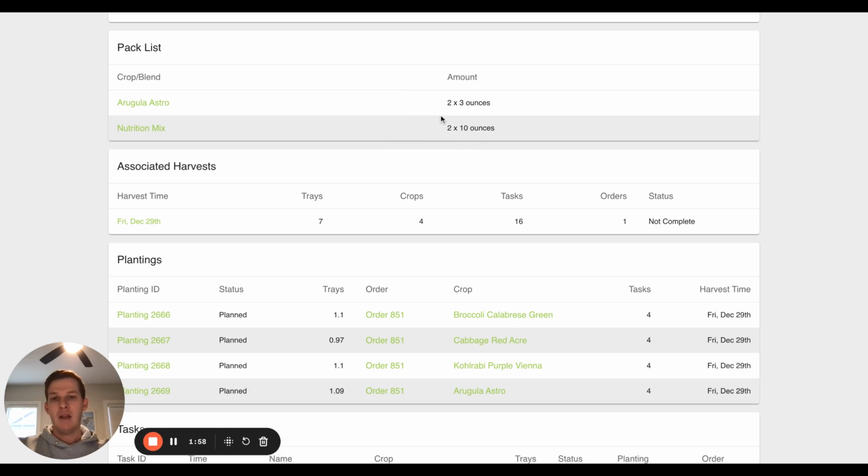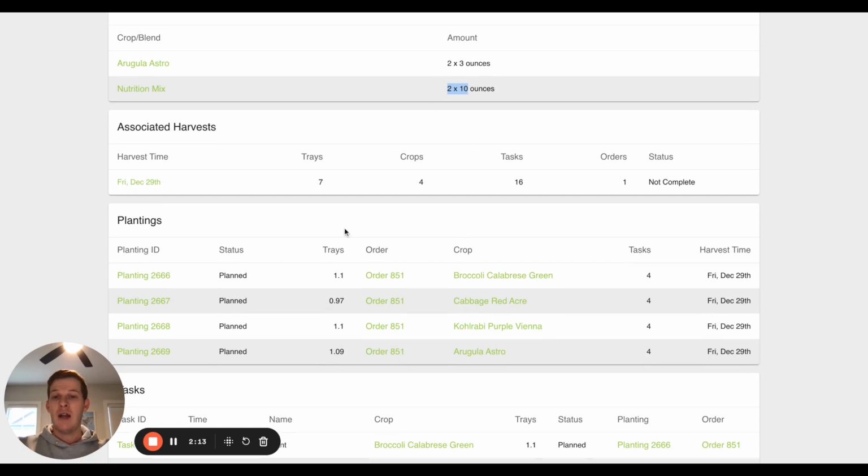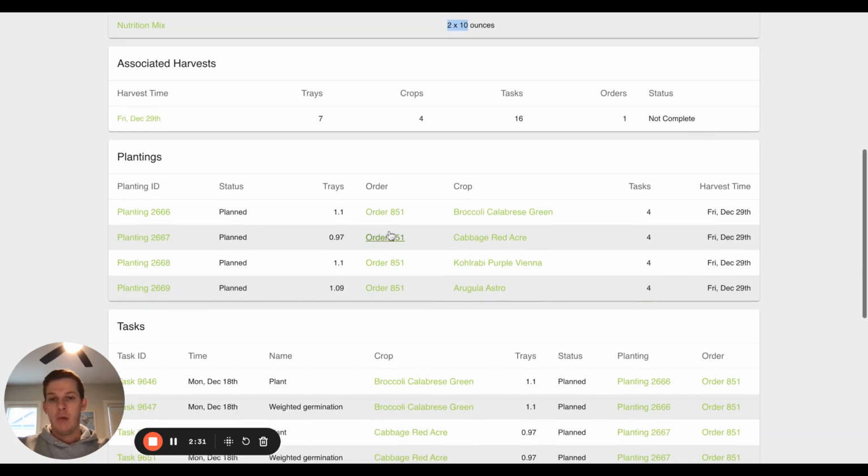Let's take that amount needed. In this case, we need 6 ounces total of arugula and 20 ounces of nutrition mix, split roughly a third each to each of the three crops within this. So again, about 6 or 7 ounces each. Then it's going to take that 6 or 7 ounces and divide by the average yield per tray that you gave it to come out with the number of trays needed to fulfill this order. So each of them yields about 6 ounces per crop per tray, and each one is required in about 6 or 7 ounces for this order, which is why most of them are coming back at about 1 tray.